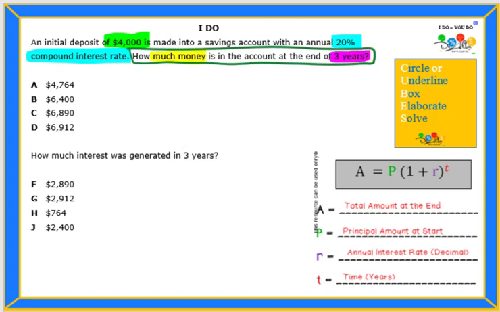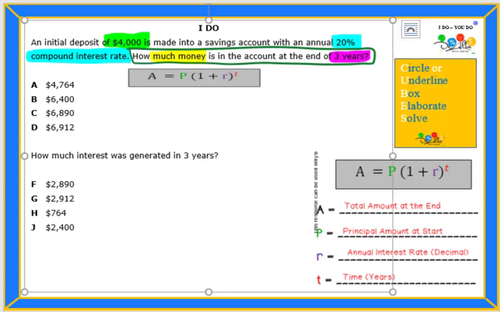So in this question, they have said we are working with compound interest, so we're going to get our compound interest formula, which is A equals P times 1 plus R to the power of T, where A is the total amount at the end, P is the principal amount at the start, R is our annual interest rate in decimal form, and T is the time in years. So let's go ahead and put our formula so we can fill in or substitute our known information.